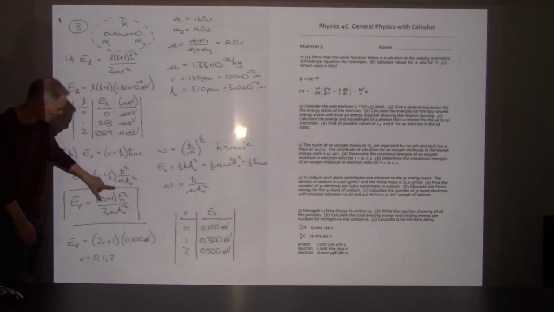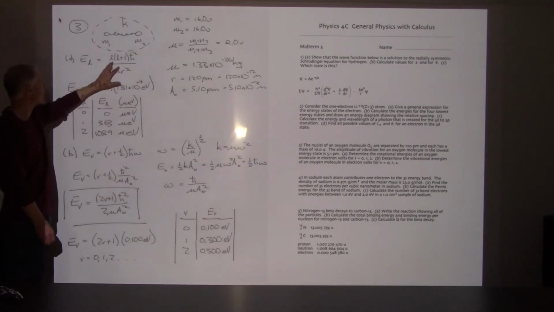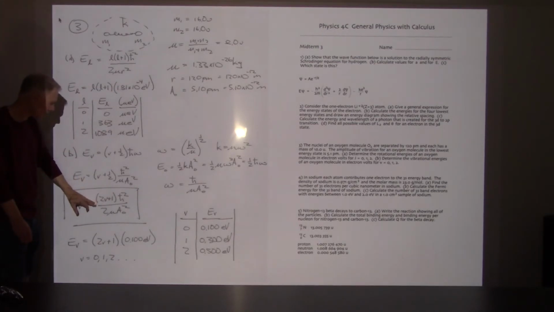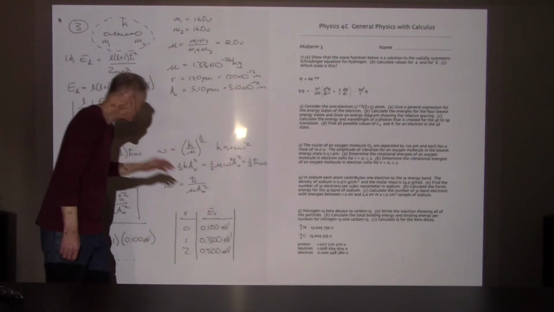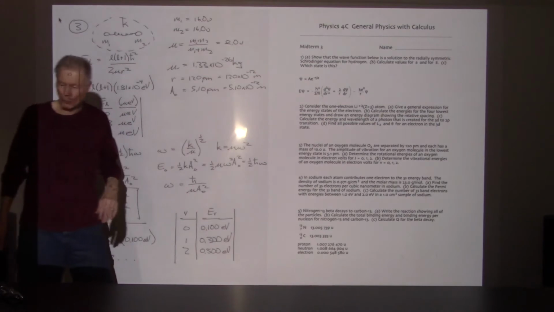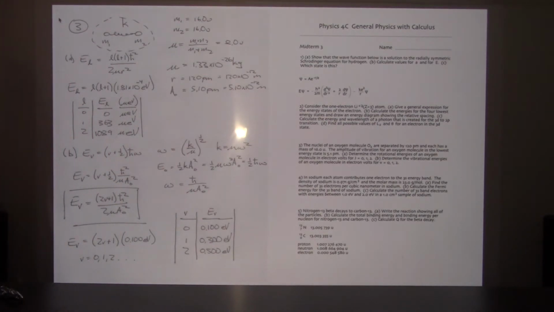The pattern of the quantum numbers is different. This is L times L plus 1, this is 2V plus 1. Anyway, putting the numbers in for this, I ended up with 0.1, 0.3, and 0.5. So with vibration, as you're familiar with, the ground state already has kinetic energy. You can't eliminate all the kinetic energy of vibration. There will always be residual energy of vibration in any chemical bond. There's always a little bit of energy of vibration present.